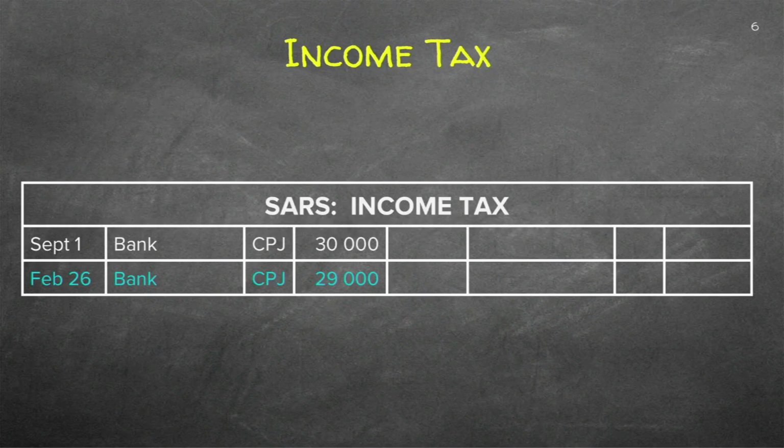So let's have a look. What I'm going to show you now is in blue, and so September the 1st, that was my first provisional tax payment, and here I'm making my second provisional tax payment, and so I have paid SARS 59,000 Rand as my 2 provisional tax payments.